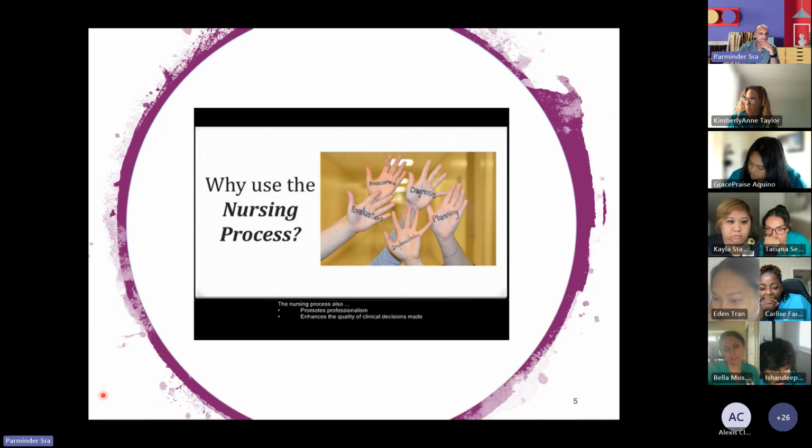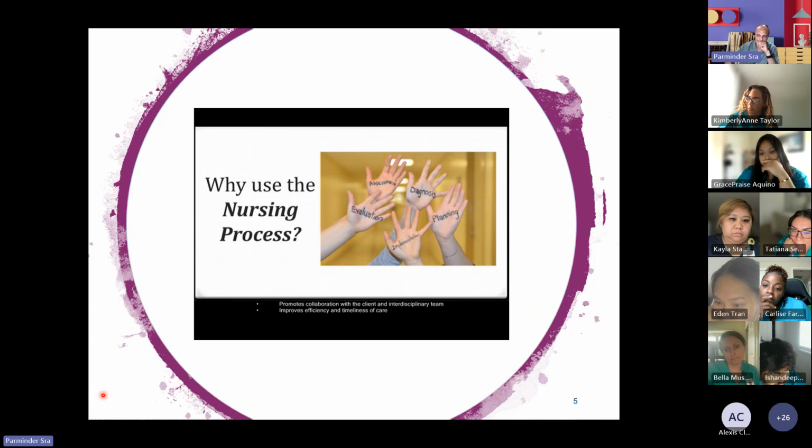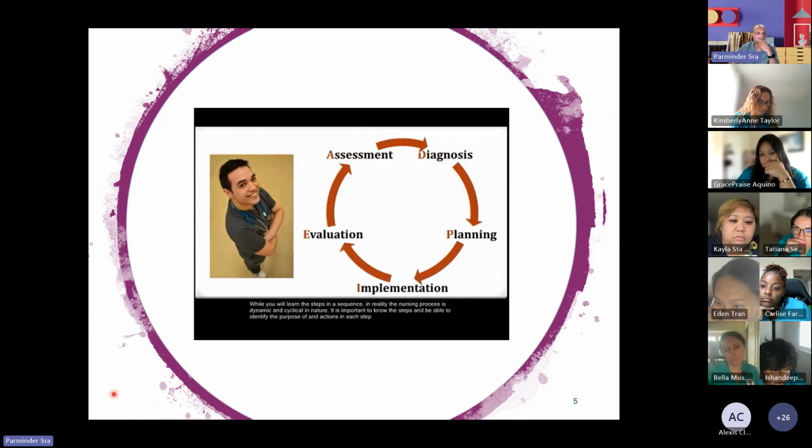The nursing process also promotes professionalism, enhances the quality of clinical decisions made, promotes collaboration with the client and interdisciplinary team, improves efficiency and timeliness of care, improves communication among nurses and with the public since it helps others understand what nurses do, increases client participation in care, promotes client autonomy and individualized care. While you will learn the steps in a sequence, in reality, the nursing process is dynamic and cyclical in nature. It is important to know the steps and be able to identify the purpose and actions in each step.